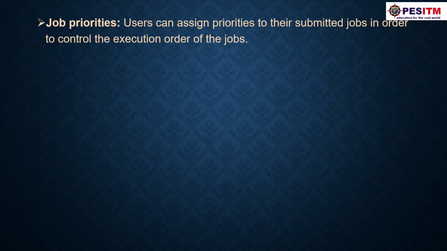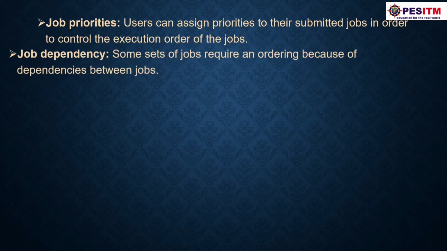The next feature is job priorities. Users can assign priorities to the submitted jobs in order to control the execution order of the jobs. A nice user mechanism requires the use of only those machines that would have otherwise been idle.